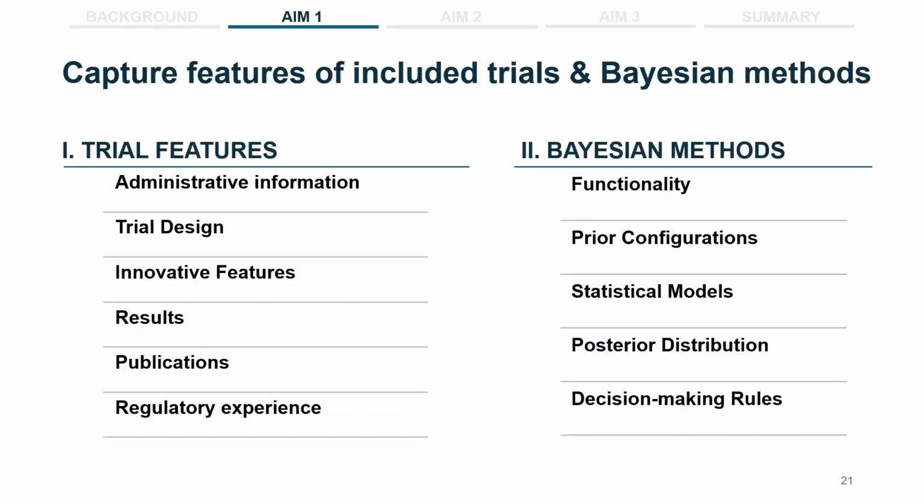Data collection will be focusing on capturing data on trial features and also Bayesian methods information. Trial features may include administrative information, trial design, innovative features, results, and regulatory experiences. And for Bayesian methods, we will be looking at the function of Bayesian methods used, the prior, the statistical model, and also the results.